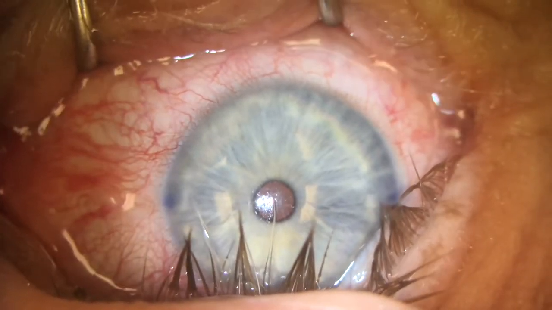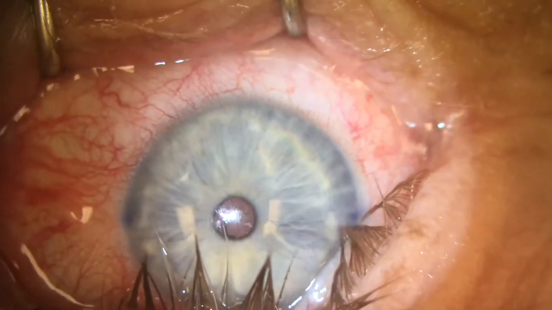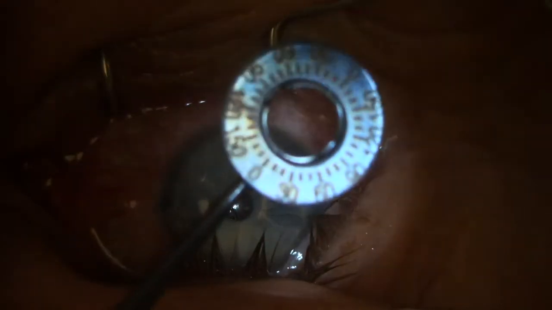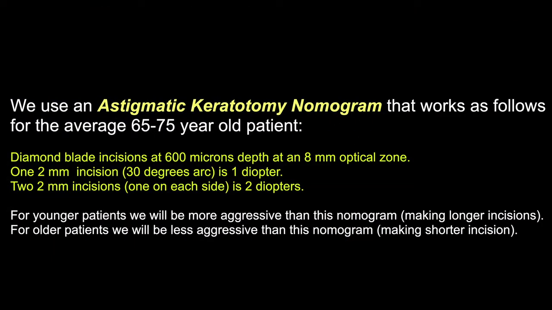Then the patient is reclined and positioned under the operating microscope. An eyelid holder is placed to keep the eyelids apart. The patient is then asked to look straight ahead at a fixation light. We use an astigmatic keratotomy nomogram that works as follows for the average 65 to 75-year-old patient. The diamond blade is preset to 600 microns depth. We apply that 600 micron diamond using an 8 millimeter optical zone. Each 2 millimeter incision, or 30 degrees of arc, produces 1 diopter of corneal flattening.